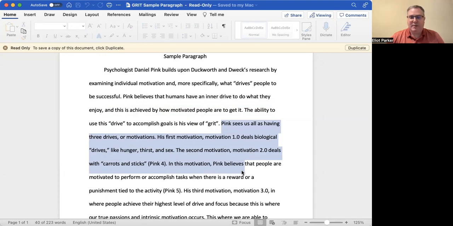And then he goes on to talk about 2.0, dealing with this concept of carrots and sticks. So we have these internal drives that make us do things and accomplish things. Some people have a motivation to work hard and to exert themselves for money. So all of those kinds of things fall into that. And the second motivation deals with carrots and sticks. Pink believes that some people, the only way that they are going to maintain grit and maintain motivation is if there is a reward or punishment attached to it.